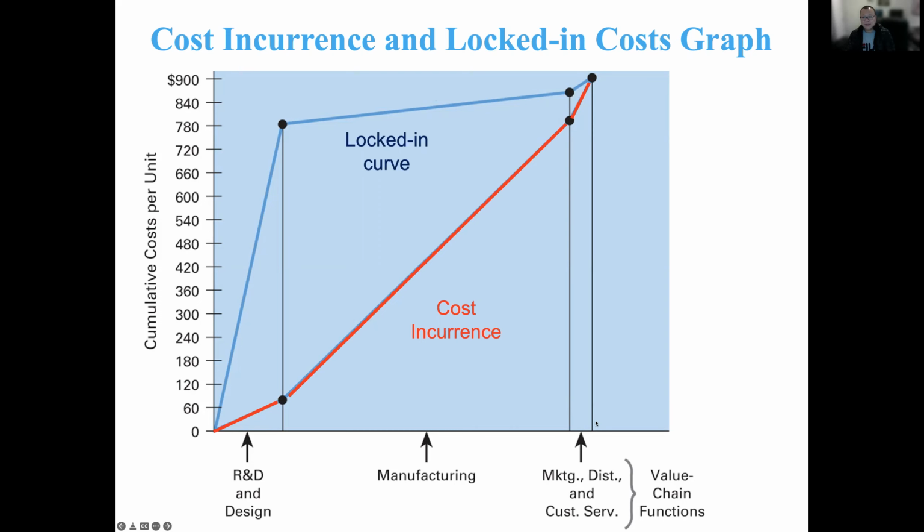And then this is the end. In the very end, the total cost is over $900. So you can see that the locked-in cost is always on top of the actual cost, and that's what it should be, because the locked-in cost includes the cost actually happened, and also the cost that hasn't happened but will happen because the decision has been made.